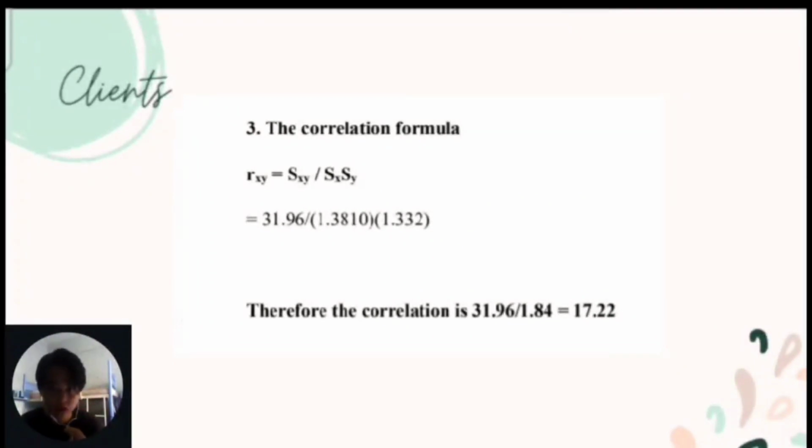So the next is correlation. I use the following formula: rxy equals sxy divided by sx sy. The first thing we do is calculate the covariance. So I already divided it by the standard deviation, but I'm not going to detail it because the previous presenter already explained it in part 4. So the answer for correlation is 17.22.